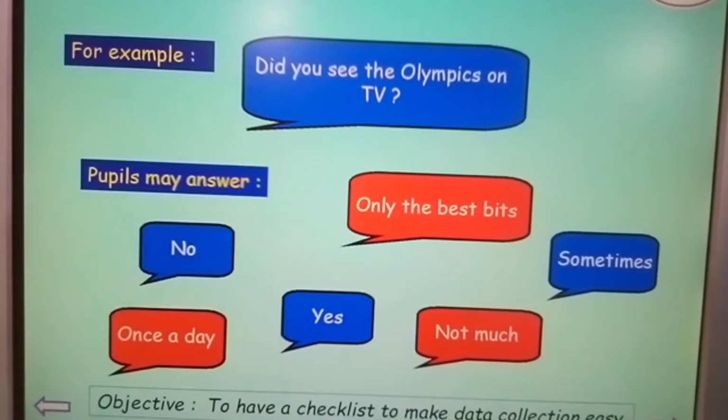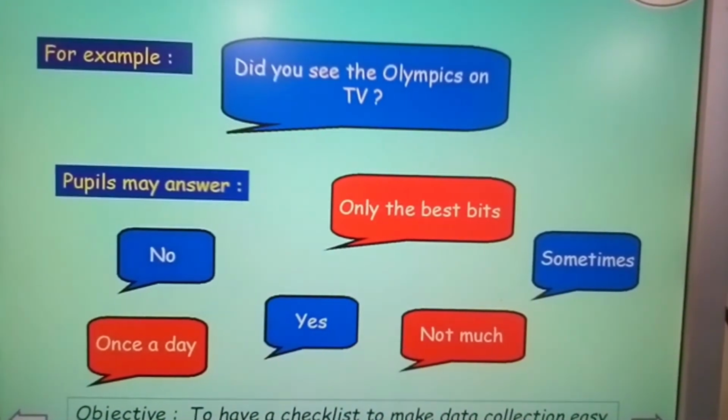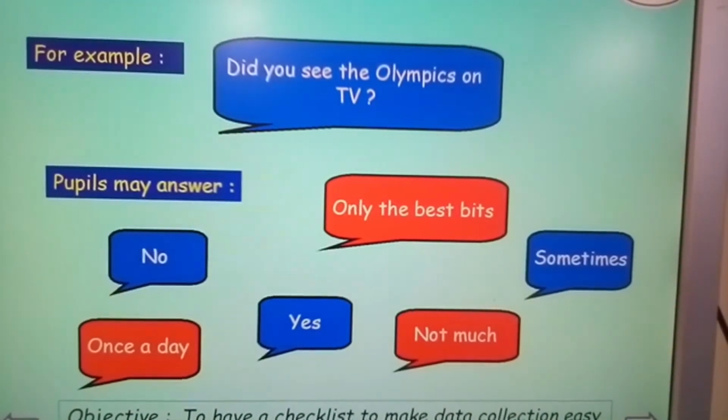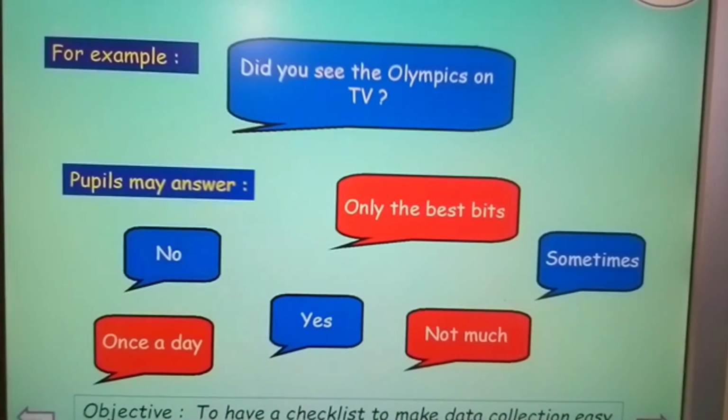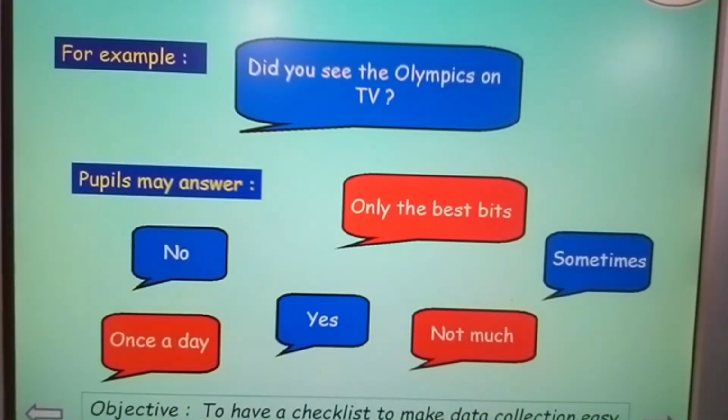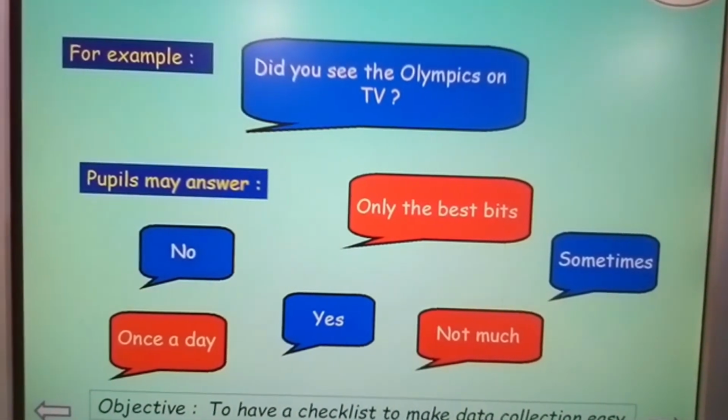Data collection checklist, and here we have a checklist. For example, did you see the Olympics on TV? Pupils may answer only the best bits, no. Once a day, yes, not much sometimes.